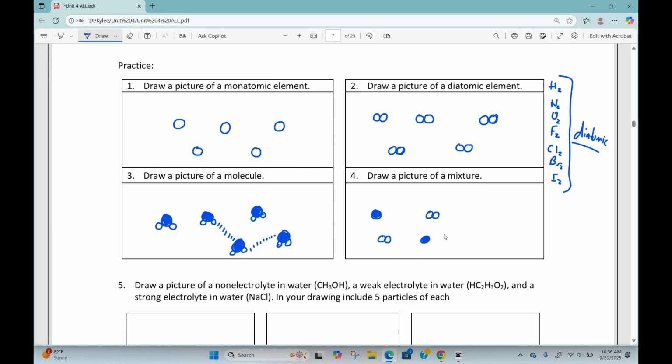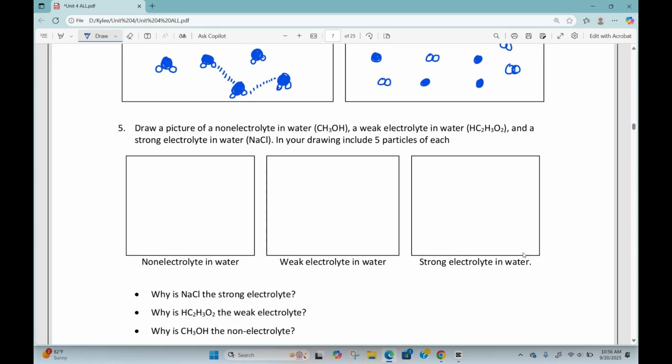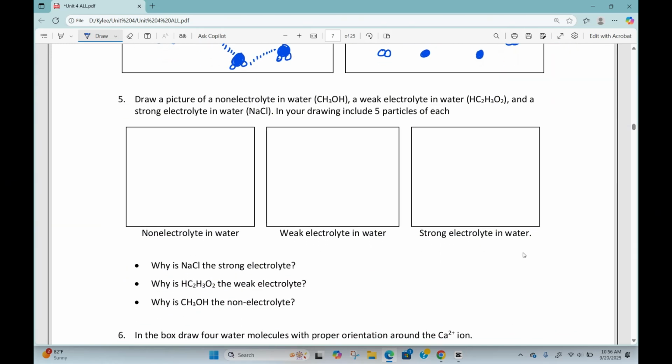So mixtures would not necessarily have the atoms. It just means more than one substance can be identified. Keeping consistent with my 5 particles that I've been doing this whole time. So this is showing a mixture because I have the solid particles, and then I've got something completely different also drawn in there.